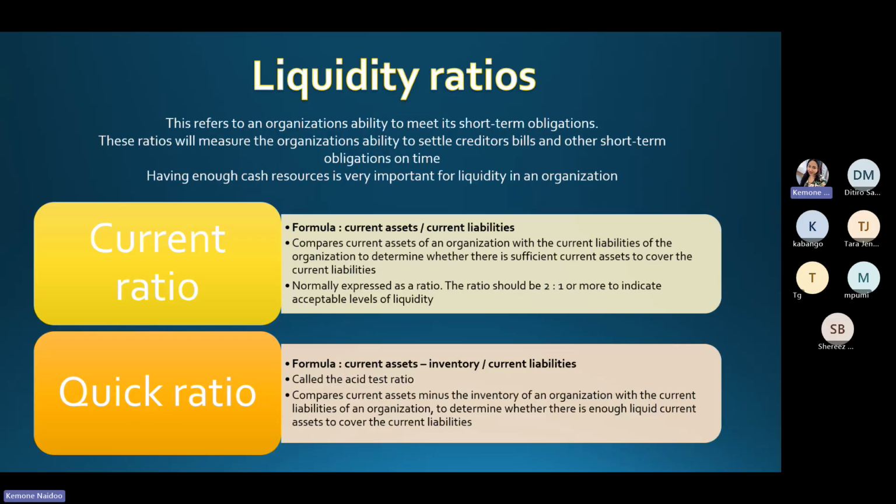When it comes to liquidity ratios, this refers to our ability to meet our short-term obligations. So how many assets do we have to cover our short-term obligations? Okay, do we have enough cash resources? That's what we're looking at. So you have two different types of ratios here. You have a current ratio and you have a quick ratio.